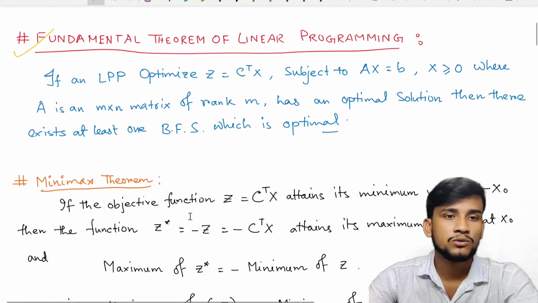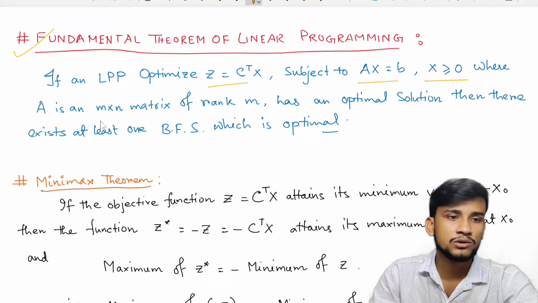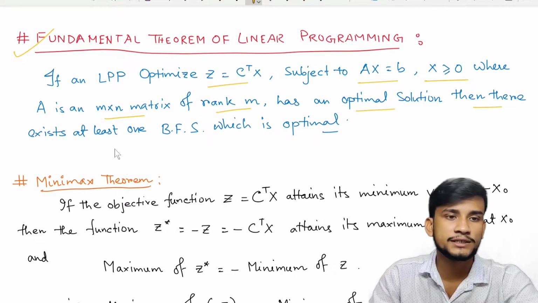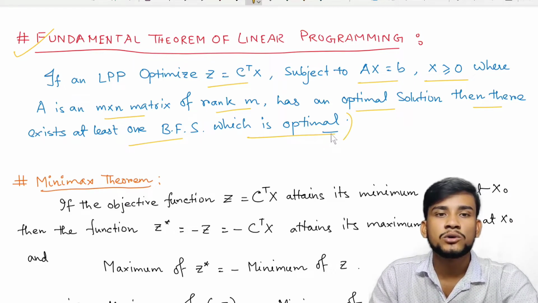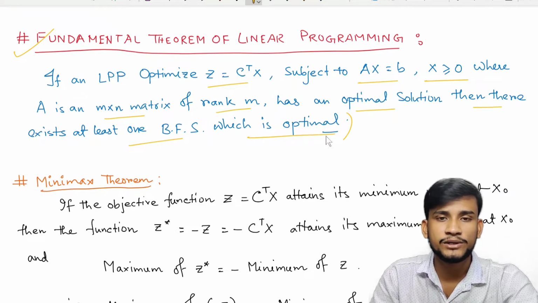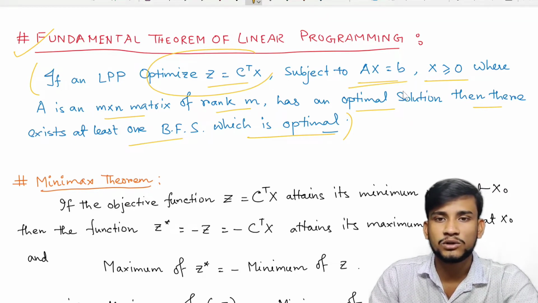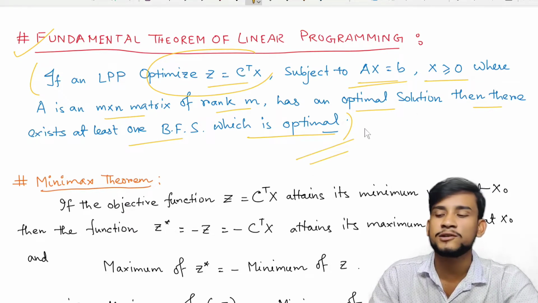So what is the fundamental theorem of linear programming? If the LPP optimize z equal to c transpose x, subject to Ax equal to b, x greater than or equal to 0, where A is an m by n matrix of rank m, has an optimal solution, then there exists at least one BFS, that is basic feasible solution, which is optimal. In the last video we already covered a problem based on this theorem. That is, if there is an optimization problem subject to Ax equal to b, then there must exist at least one basic feasible solution. This is the fundamental theorem of LPP.